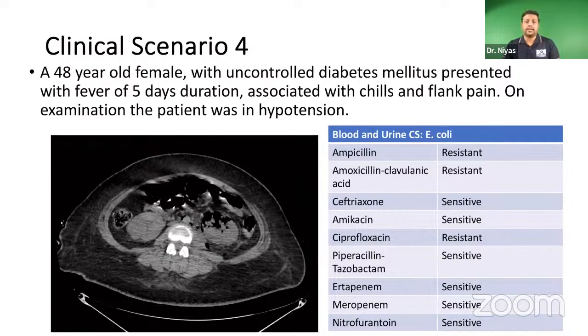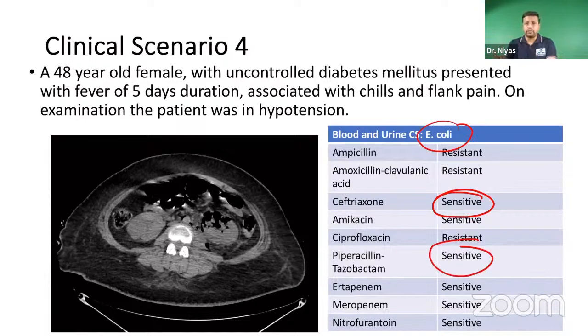Okay, now look at the clinical scenario. Diabetes mellitus, fever, chills, flank pain. So you diagnose what? You diagnose pyelonephritis. That's your clinical diagnosis. Then you get the culture reports. Organism is E. coli. Okay, it's sensitive to ceftriaxone. It is sensitive to piperacillin-tazobactam also, but sensitive to a narrower agent like ceftriaxone.